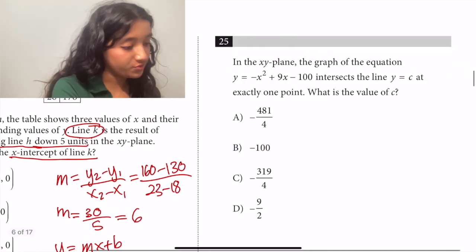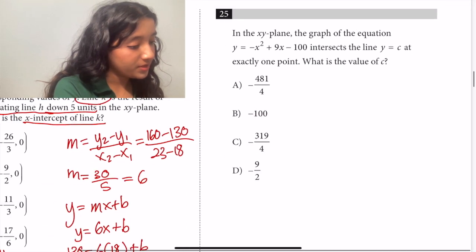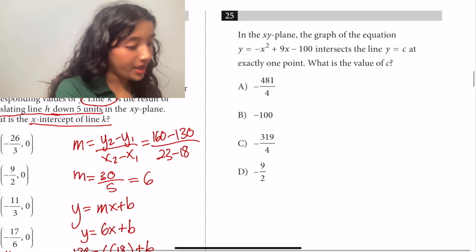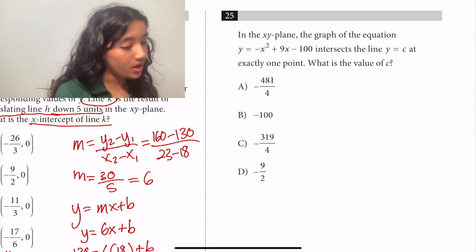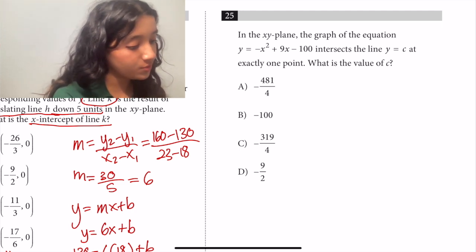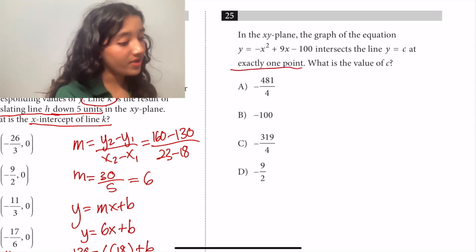Moving on to question 25. In the xy plane, the graph of the equation y equals negative x squared plus 9x minus 100 intersects the line y equals c at exactly 1 point. What is the value of c?